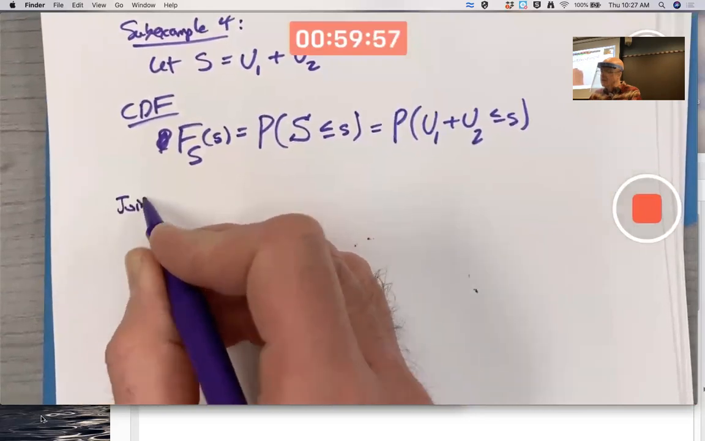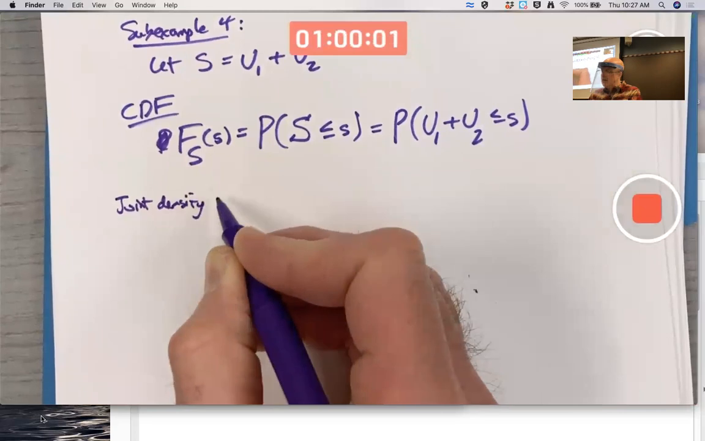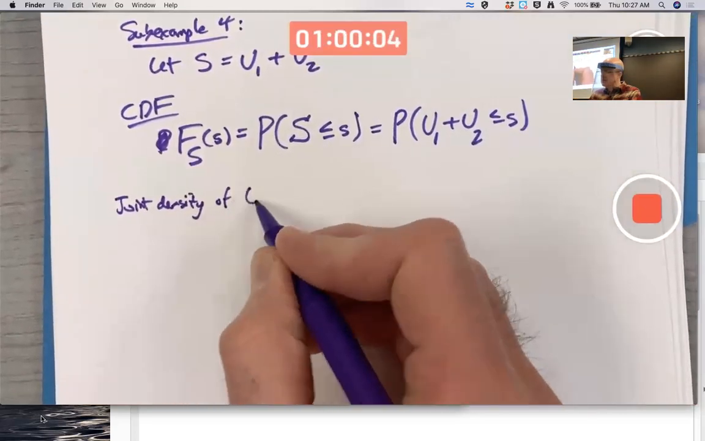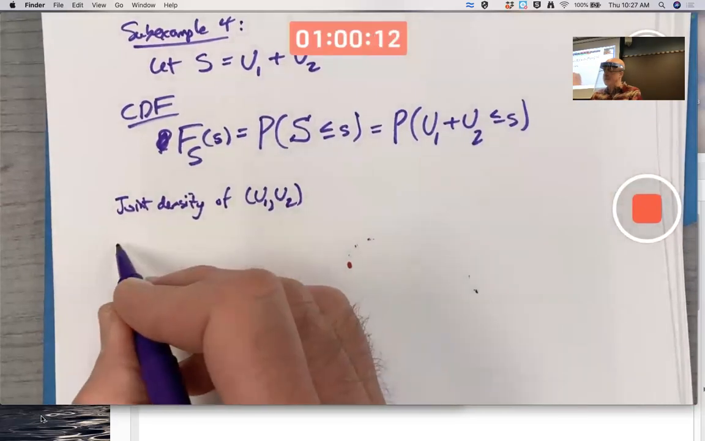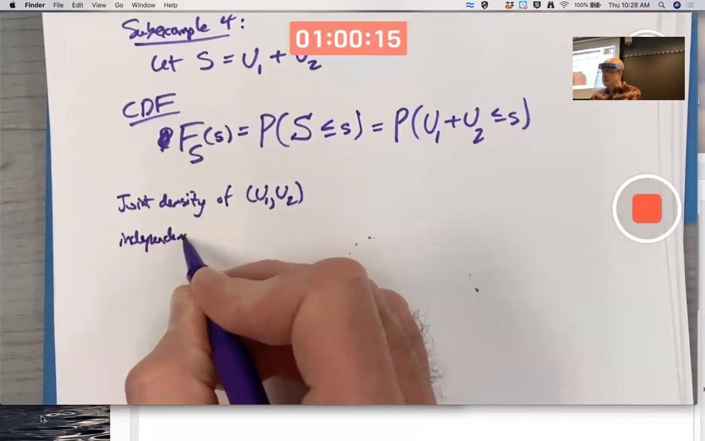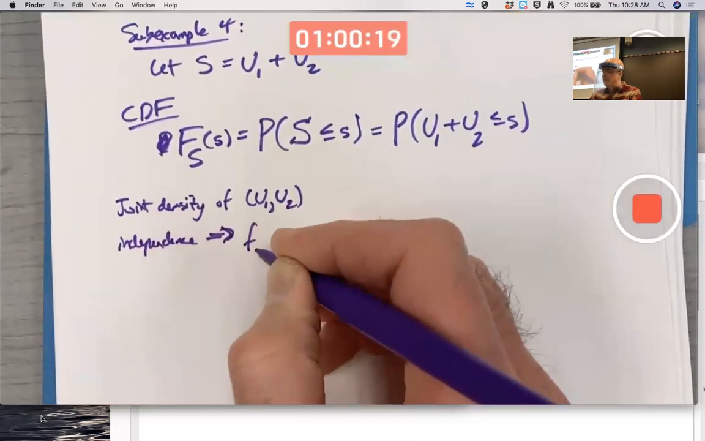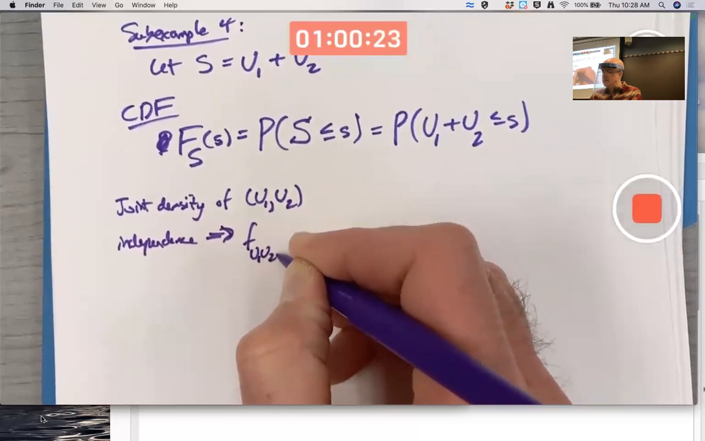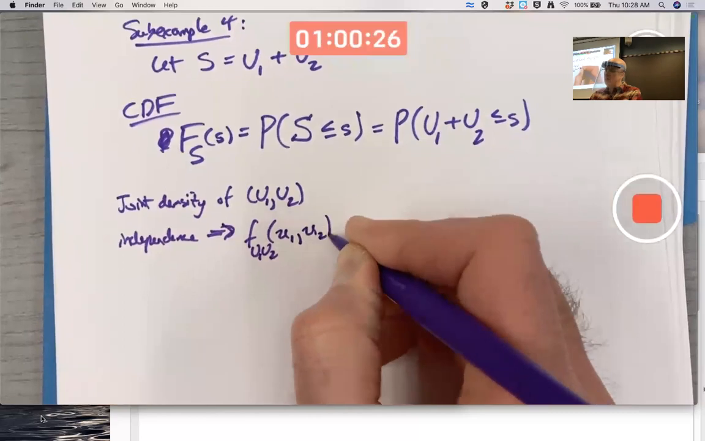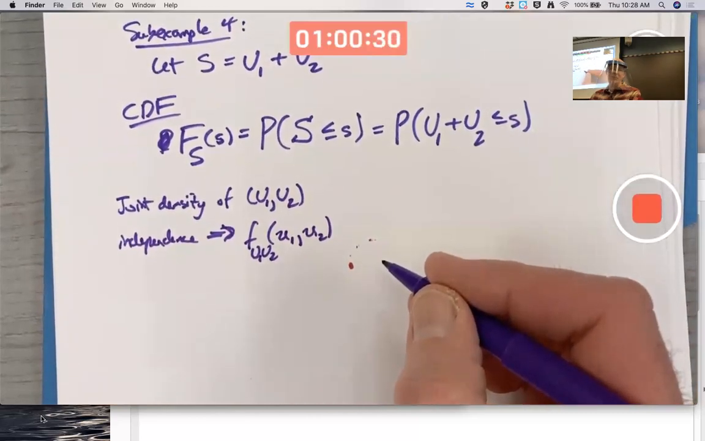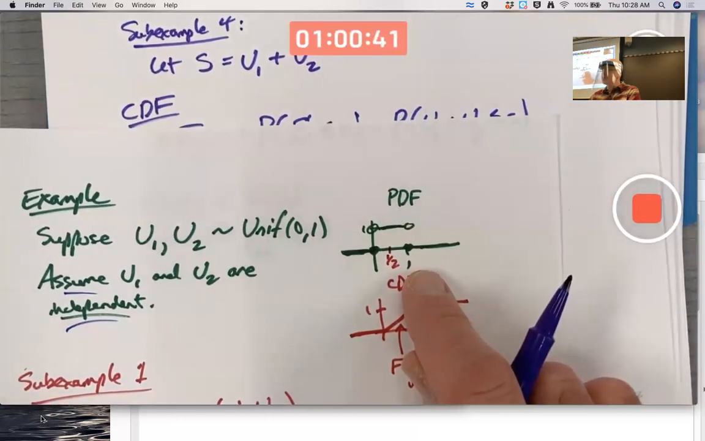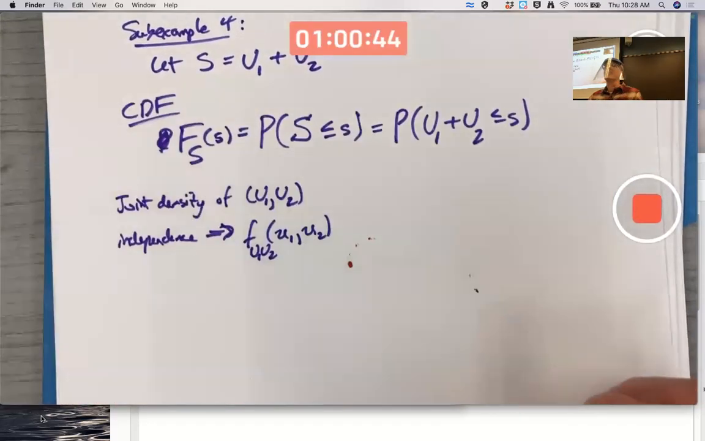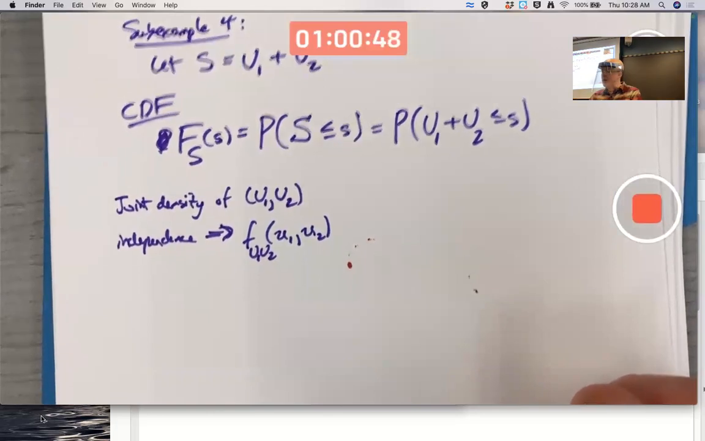The joint density of the bivariate random variable U1, U2, as a point or a vector, by independence, would be the product of the densities of U1 and U2 individually. Those densities are the same because U1 and U2 are both uniform on 0, 1. So they both equal 1 when they are in the domain where they are positive, and they're 0 elsewhere.